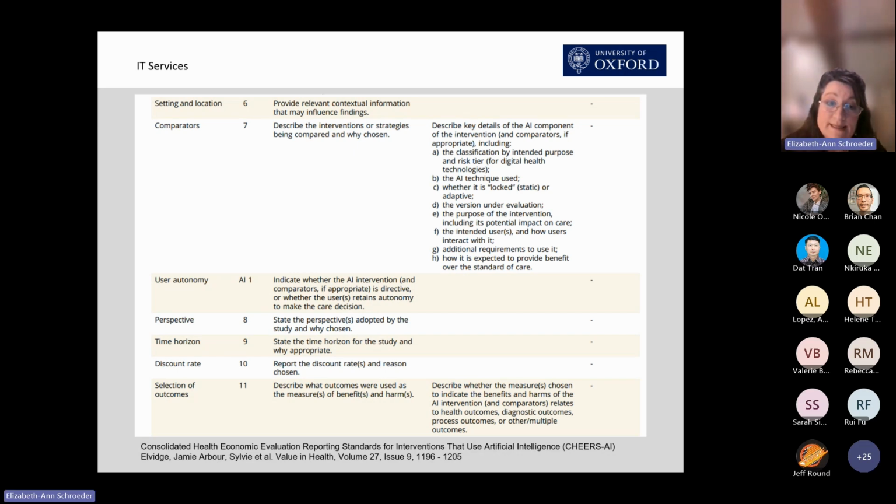The framework also extends to user autonomy to indicate whether the AI intervention is directive or whether the user retains autonomy to make a care decision. It uses usual factors of perspective, time horizon, and discount rate, but when it comes to selection of outcomes, these are extended to consider health outcomes, diagnostic outcomes, process outcomes, or other multiple outcomes.